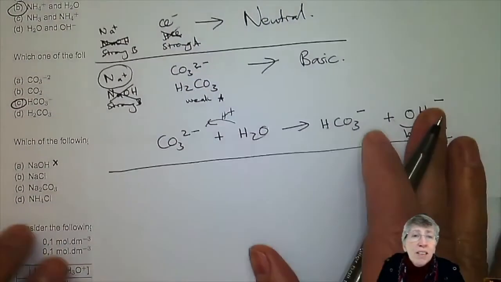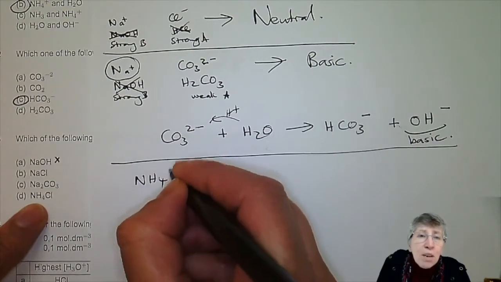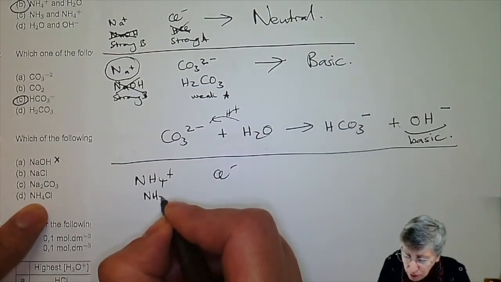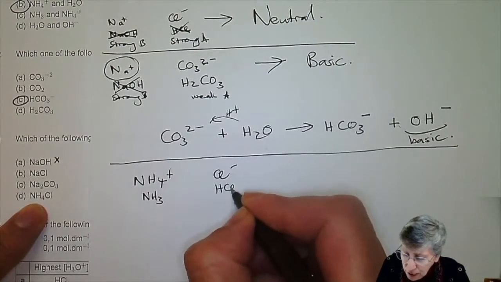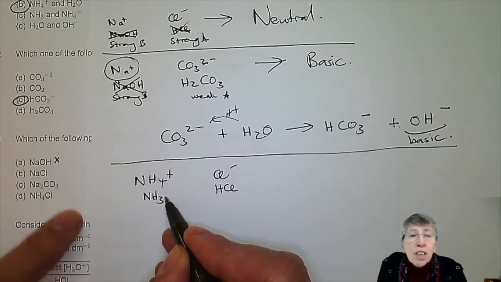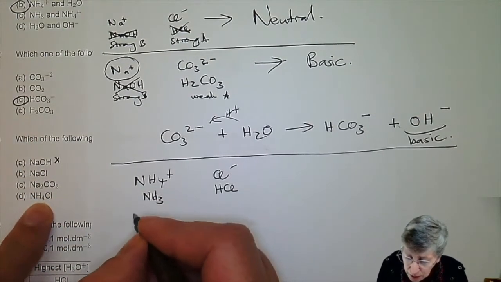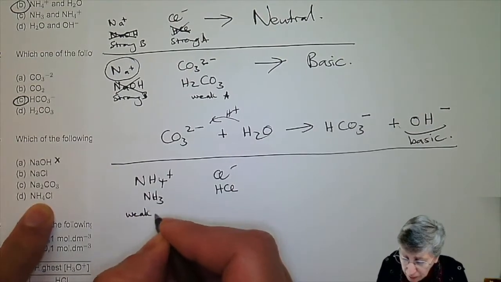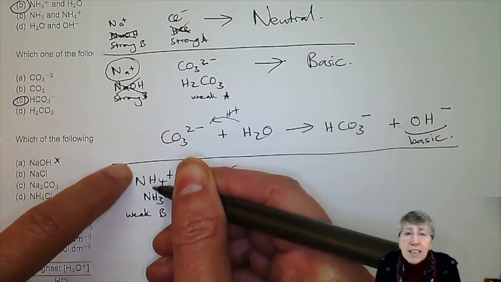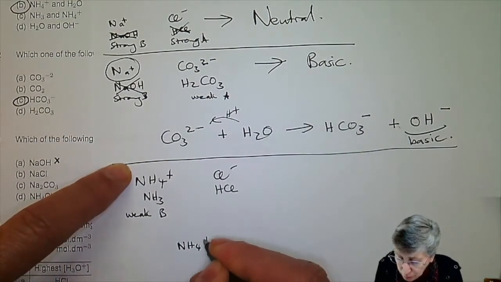So that must be the last one, but let's just check. For the last one, you've got ammonium and you've got chloride. And the ammonium reminds us of ammonia, and that reminds us of HCl. So those two together would have produced a solution of ammonium chloride. Now, what do I know about ammonia? That is a weak base, and that makes the conjugate acid a strong acid. So that one is going to react with water.